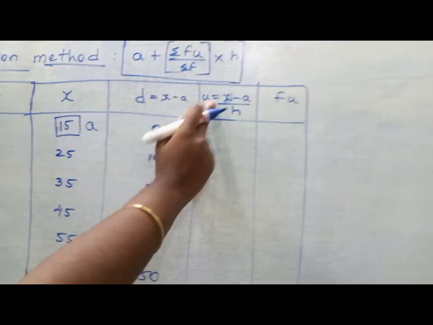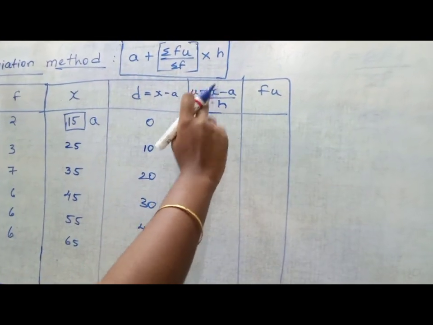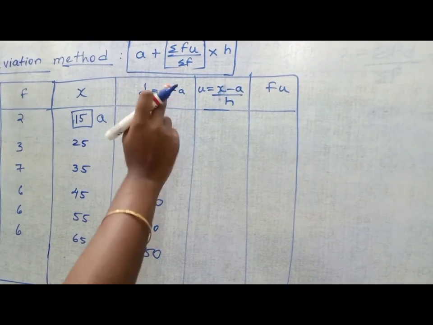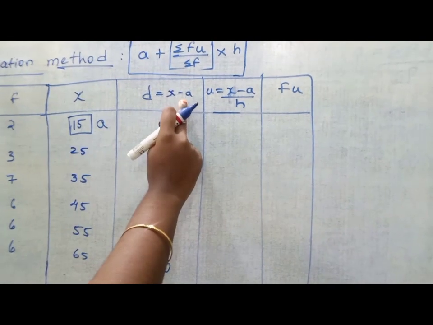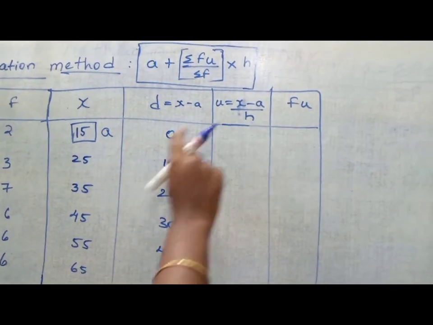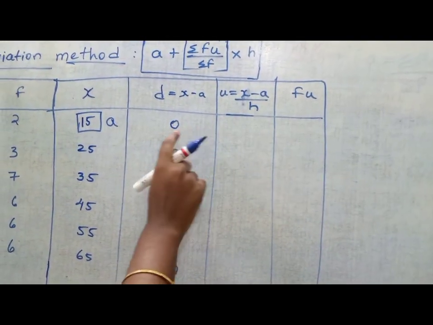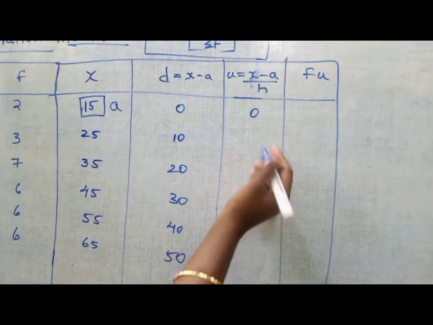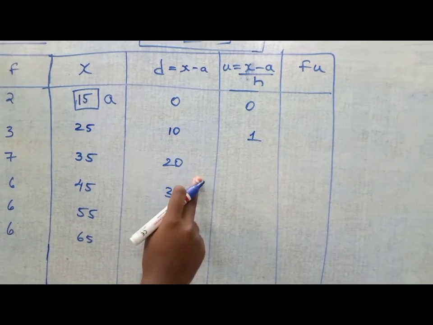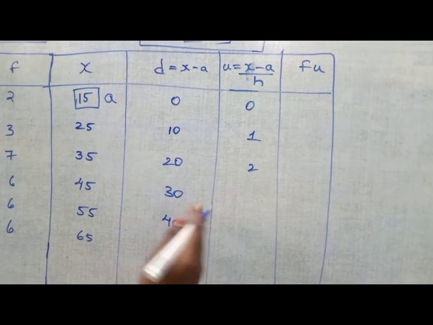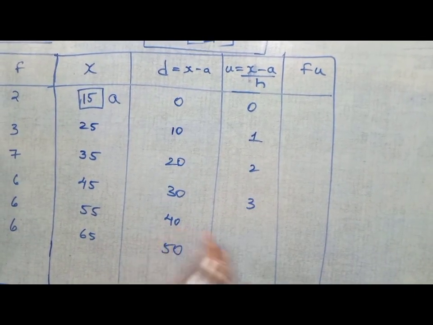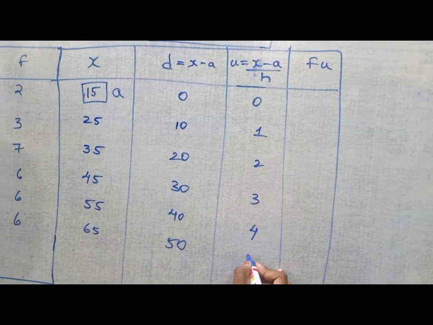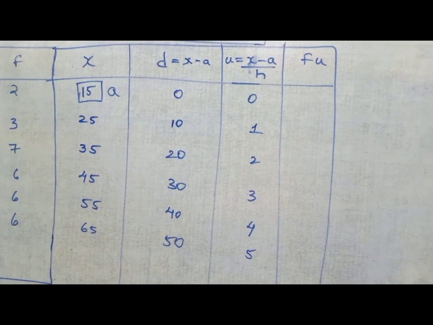Now, to find u, we need to divide x minus a by h. Here we got x minus a value. So, we need to divide this value by height. 0 by 10 is 0. 10 by 10 is 1. 20 by 10 is 2. 30 by 10 is 3. 40 by 10 is 4. 50 by 10 is 5.